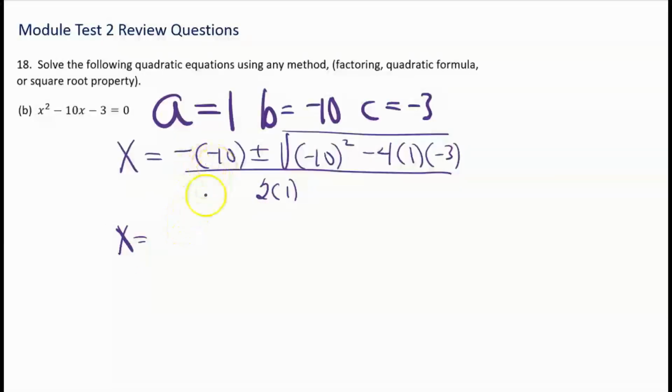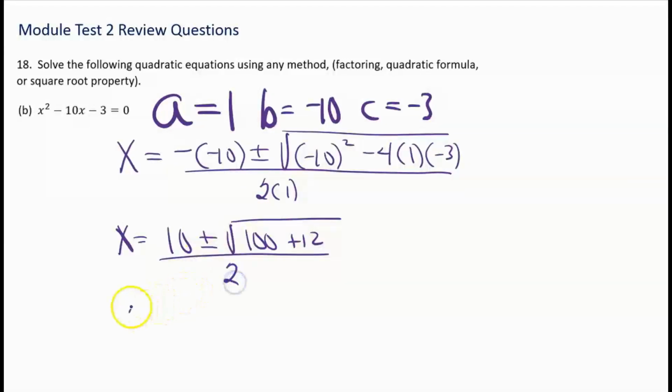Okay, so negative of a negative 10 is 10, plus or minus the square root of 100. You know, negative 10 times negative 10 is positive 100. Negative 4 times positive 1 times negative 3 is 12. Y'all be careful with your signs. That is commonly missed when using the quadratic formula, is signs. So this is the square root of 112 divided by 2.